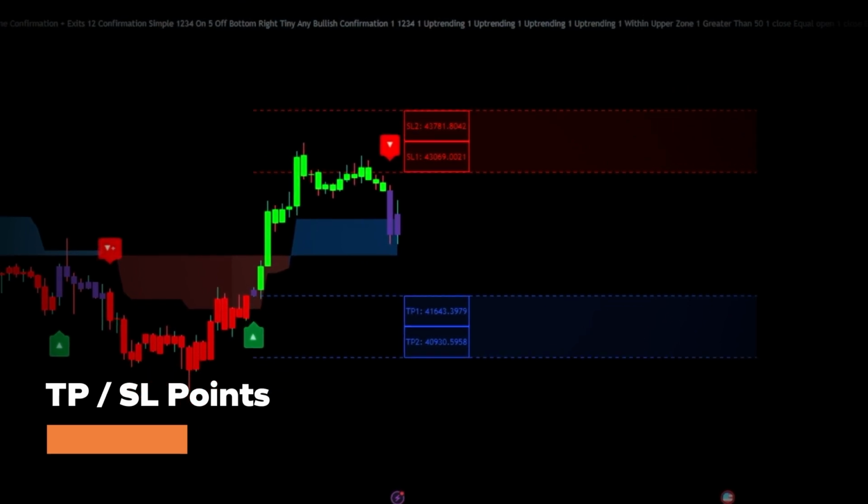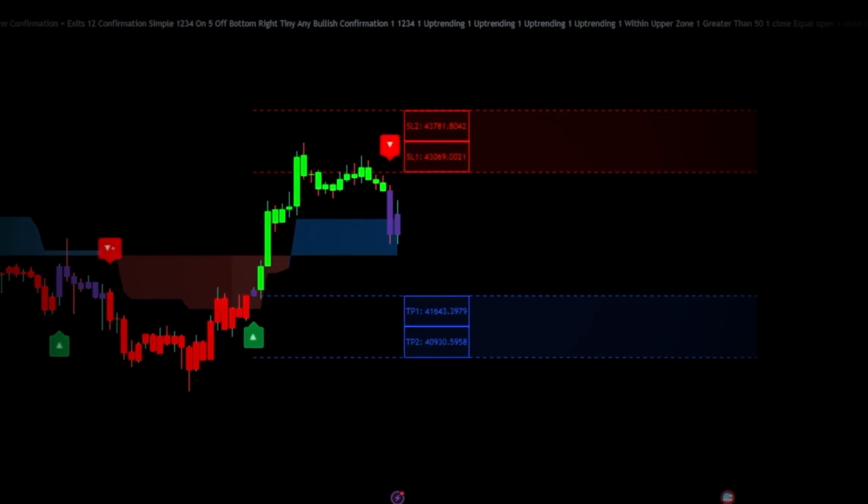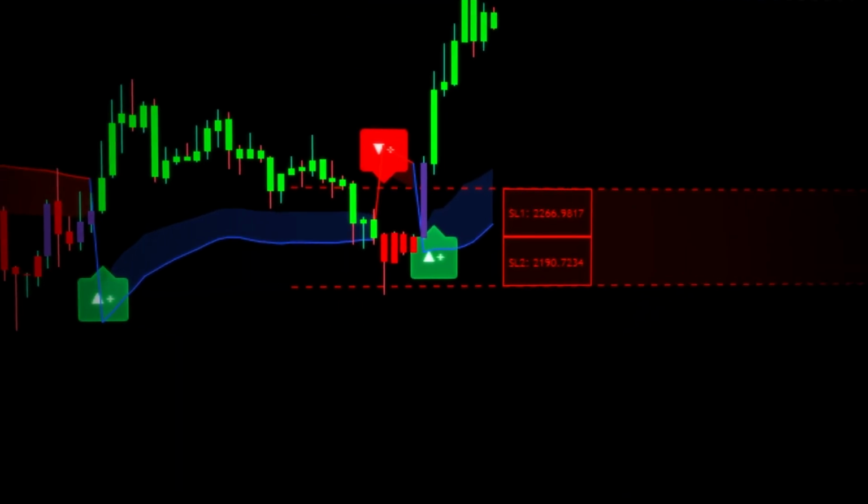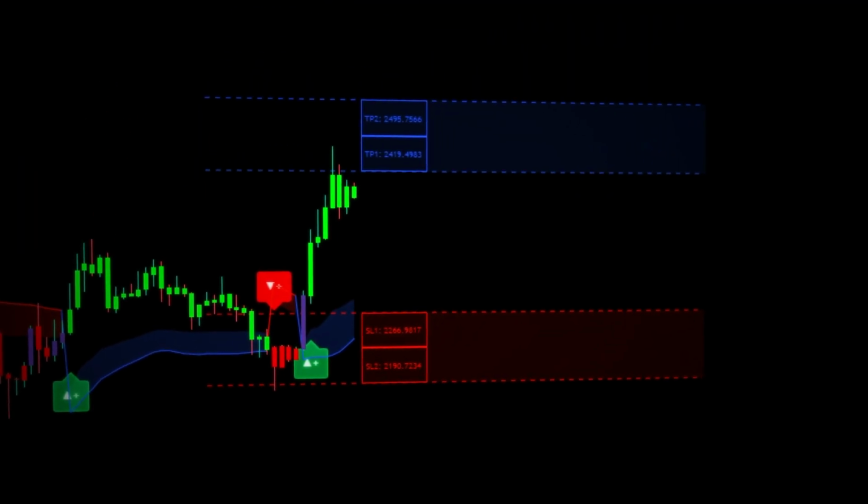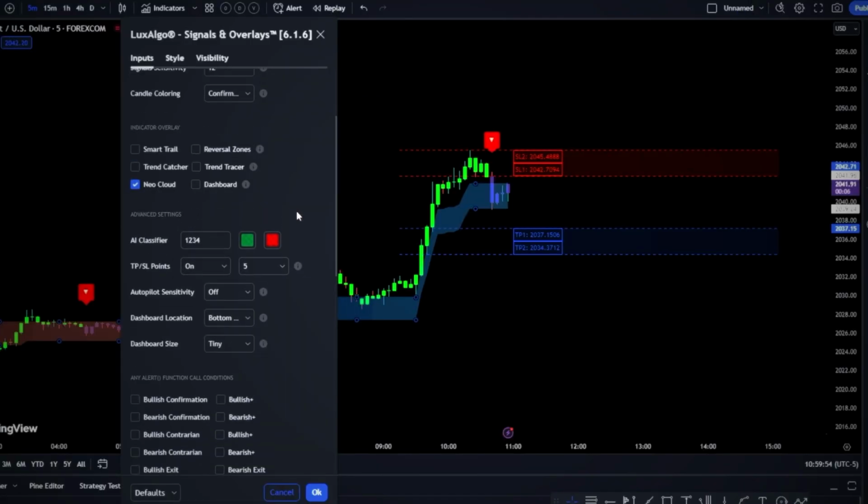This is a really good tool for new traders that are struggling to identify where to place their TPs and SLs. If the most recent signal was bullish, take profits will be located above the price, while stop losses will be located below the price. TPs and SLs can be enabled from the advanced settings as well.